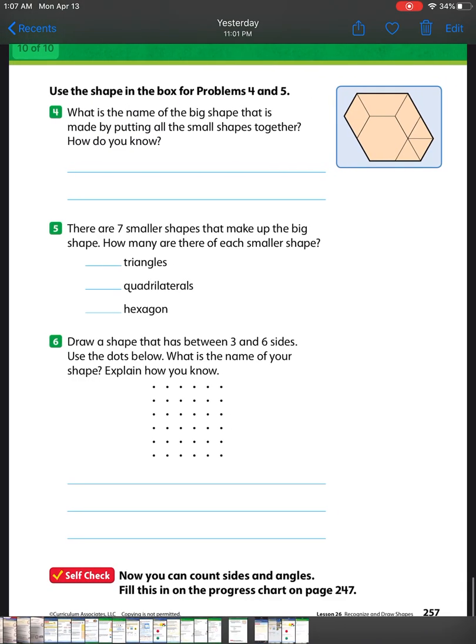All right, let's flip the page. Now we are on page 257, number 4. Use the shape in the box for problems 4 and 5. Number 4. What is the name of the big shape that is made by putting all the small shapes together? How do you know? So we're looking at the big shape, that yellowish tan color. What is the name of that big shape?